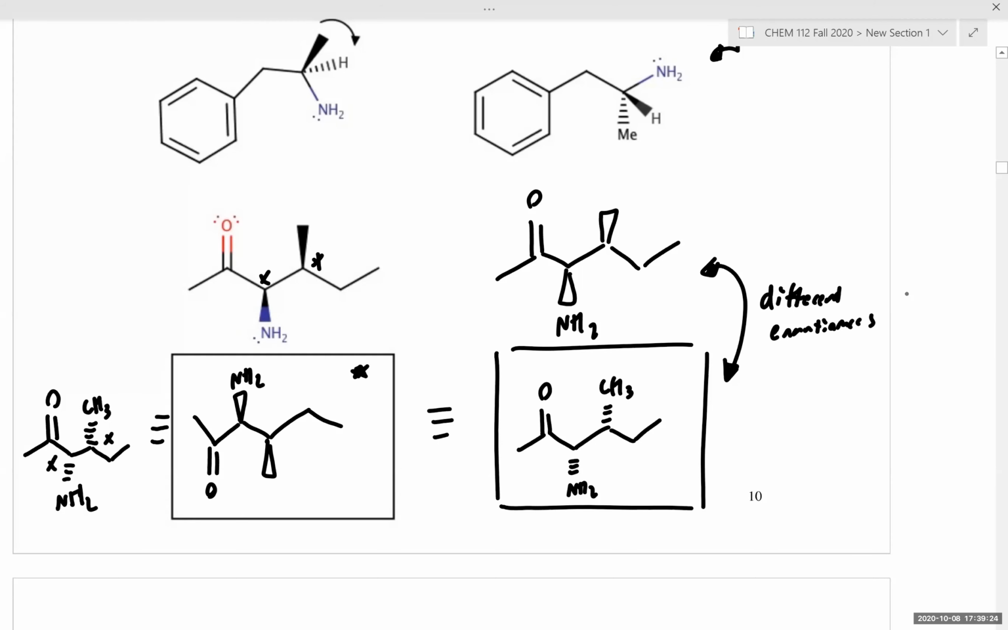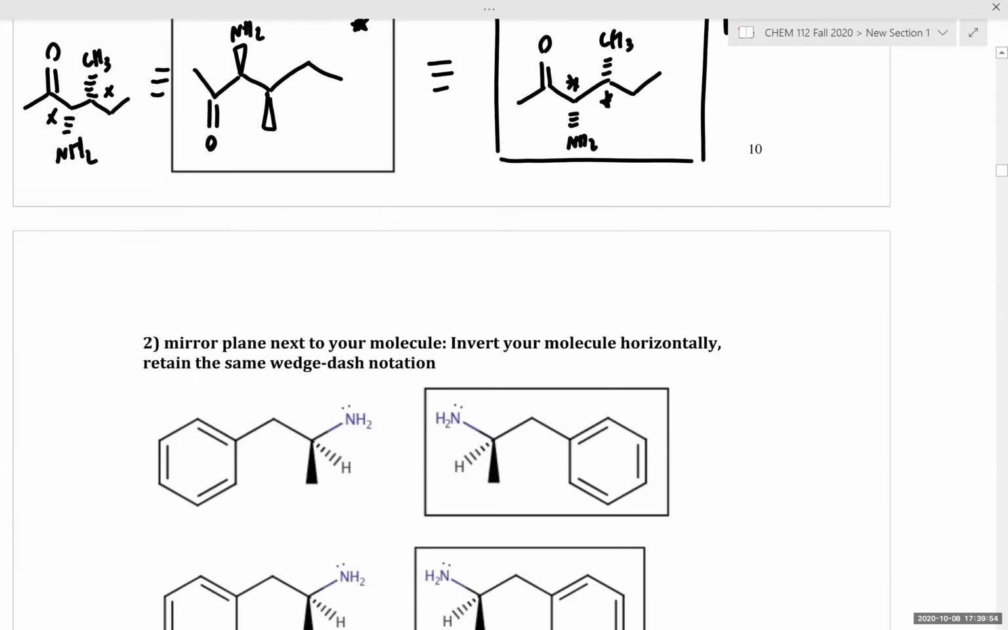The key deciding factor between whether a set of compounds are identical and just drawn differently, or are different compounds, is that different enantiomers will have a different configuration at each of our stereocenters. Does that make sense to everyone? Any questions so far? Okay, let's keep going then.